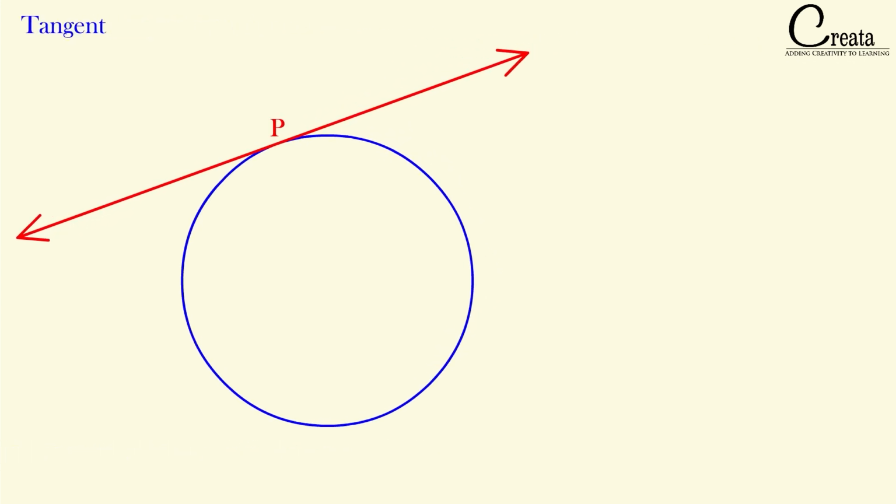Moving further, let's understand some terms related to the tangent. The point of contact. The point of contact is the point at which the given tangent touches the circle. This point at which the tangent is touching the circle is the point of contact. Here the point P is the point of contact.